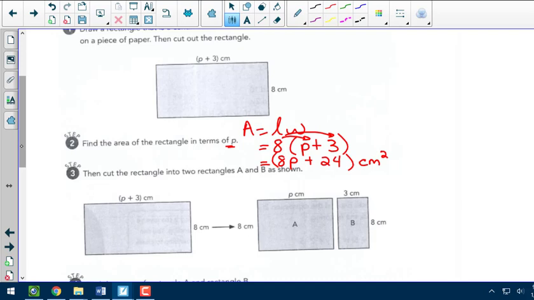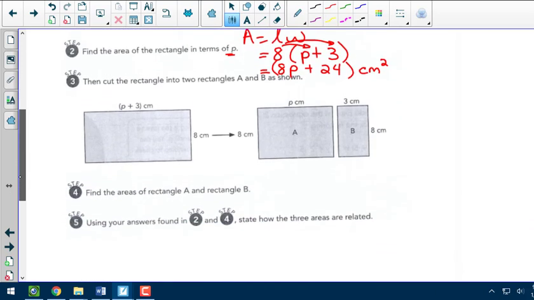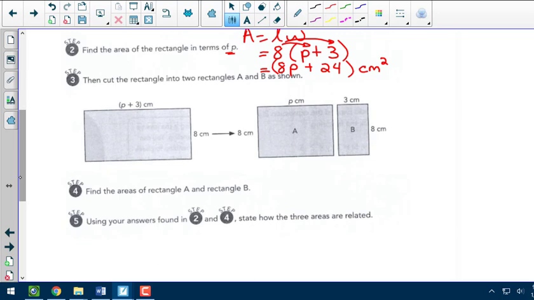Now it says, then cut the rectangle into rectangles A and B. So A is the rectangle 8 times P, right? Length times width. So I have just the P and the 8. And B's rectangle's area, length times width, would be 8 times 3, or 24, right? So A, B, find the areas of them, so I did.